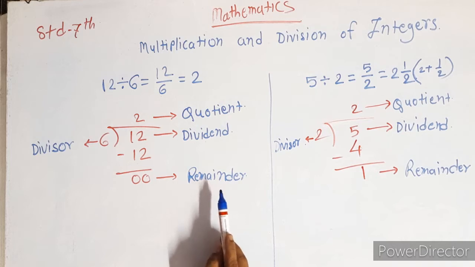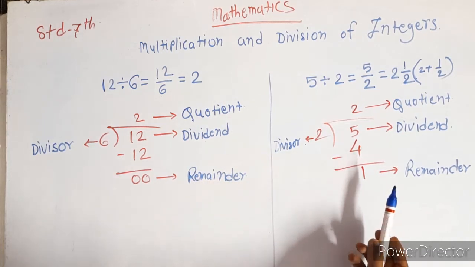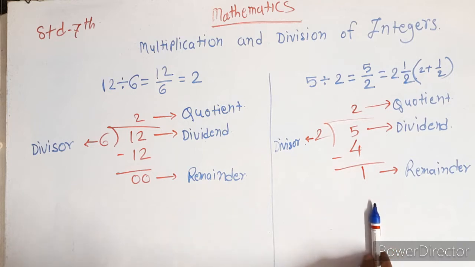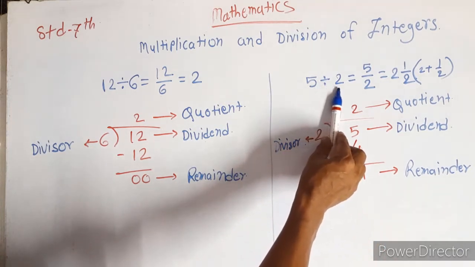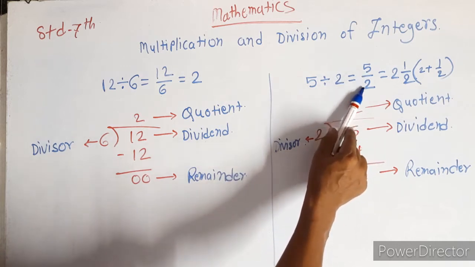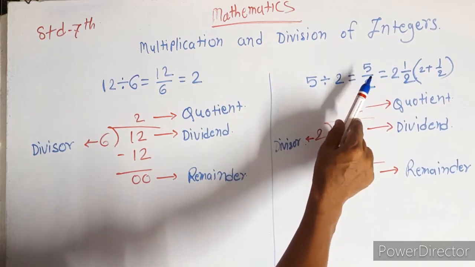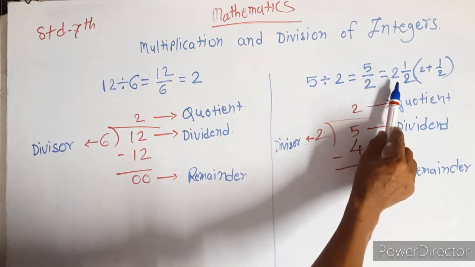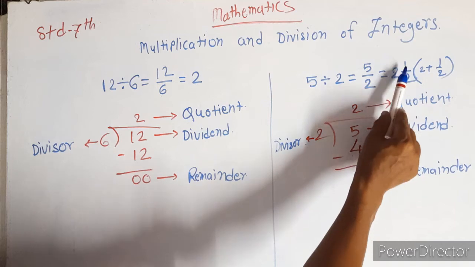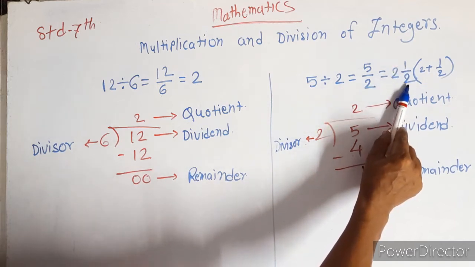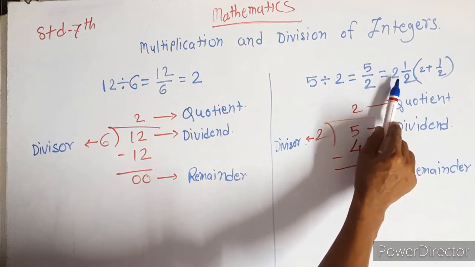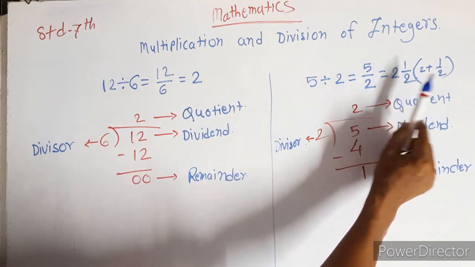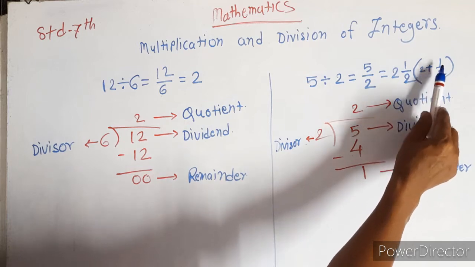Now look here, another example. We also know that the quotient of such divisions may be an integer or a fraction. Now 5 divided by 2. It converts into numerator and denominator. So 2 twos are 4, remaining 1 over 2. It means 2 and a half, or 2 complete and 1 upon 2. Sometimes we write this as 2 plus 1 upon 2.